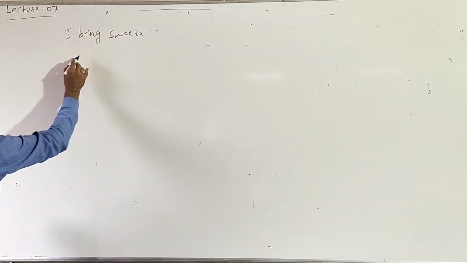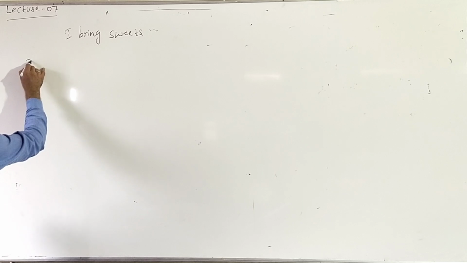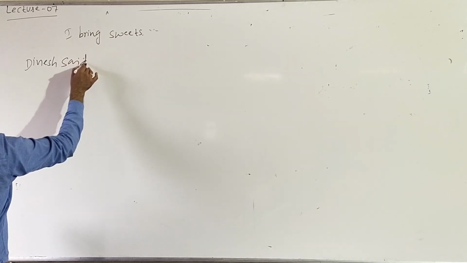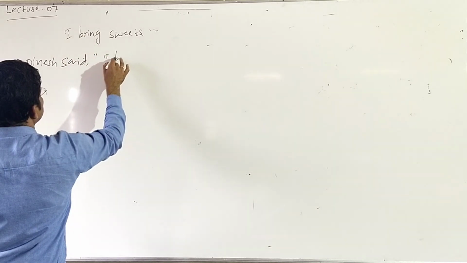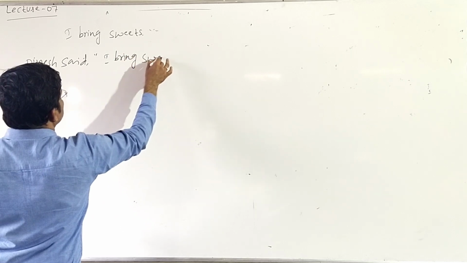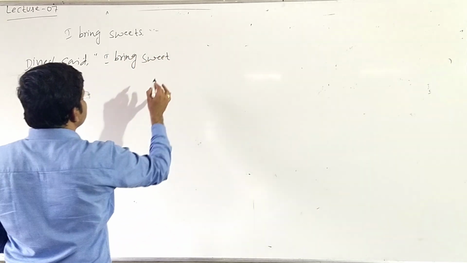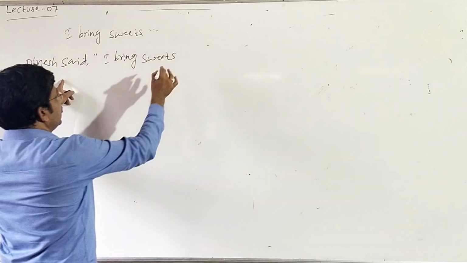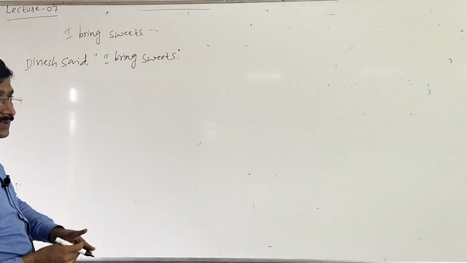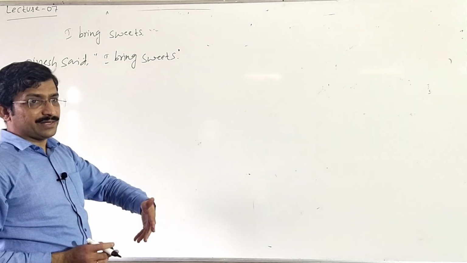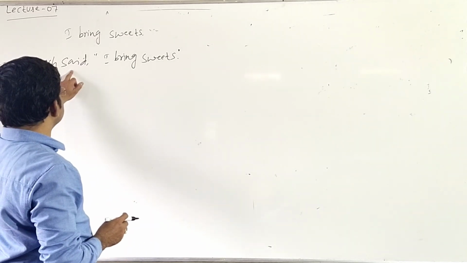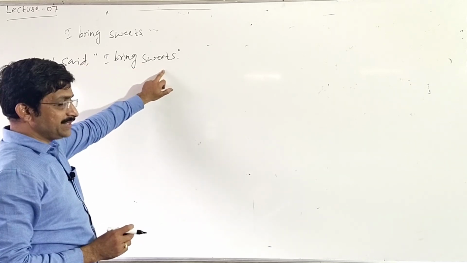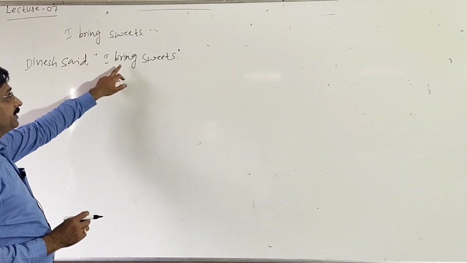Here, for example, Dinesh said, I bring sweets. Enough, it is. Its indirect form is, now you have to change yourself. Now here, Dinesh said that he brought sweets. If it is in present tense, it becomes brings.